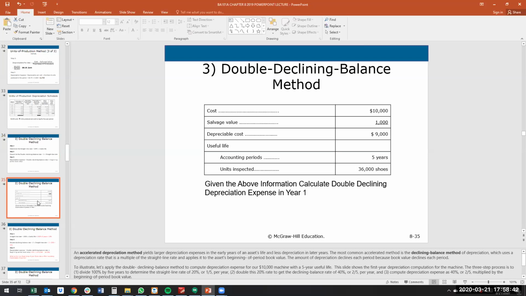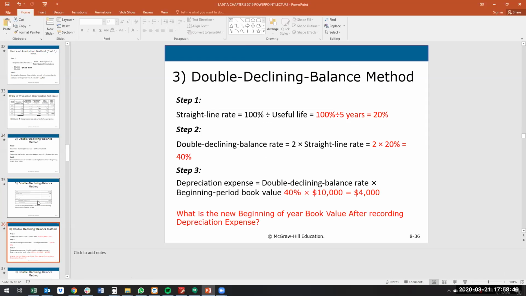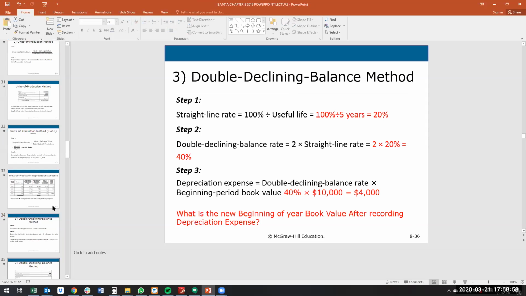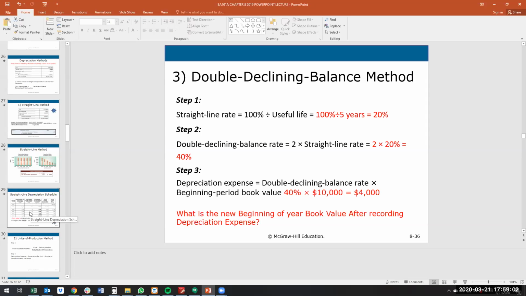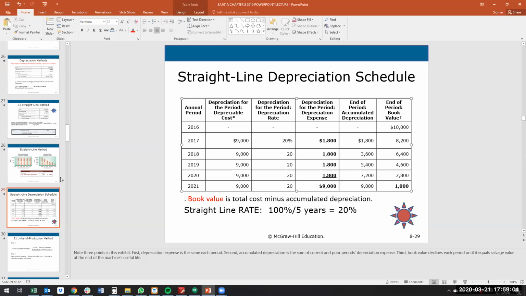So let's use the same fact pattern, exact same fact pattern, right? We know all this information. How will we determine it? Well, we know the straight line is 100% divided by the useful life. So we know the straight line is 100% divided by 5 years is 20% a year. For those of you that don't remember, we're on slide 36. We calculated that all the way up here, 20%.